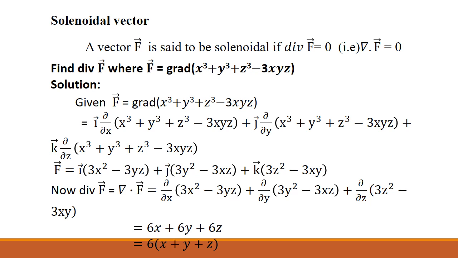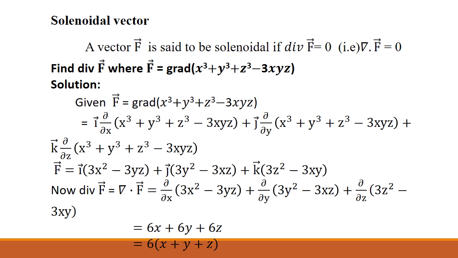Solenoidal vector. Here one vector f vector is given. To check whether the given vector is solenoidal or not, to verify if f vector is solenoidal, divergence f vector equal to 0, that is del dot f vector equal to 0. If f vector is given, first find del dot f vector. How to find del dot f vector? If the value of del dot f vector equals 0, then the given vector is a solenoidal vector.